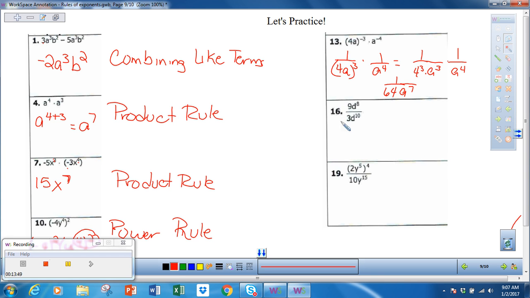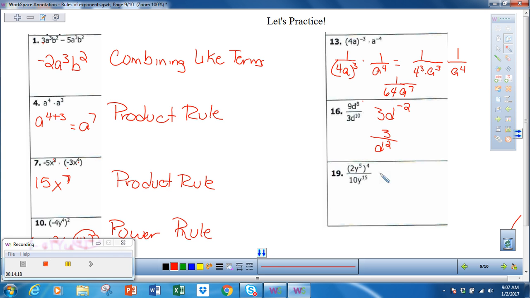This is the quotient rule. And remember, in the quotient rule, we treat coefficients the way we have since the beginning of time. So this becomes 3d, and 8 minus 10 is negative 2. But I can't leave it like that. I always want to write it with positive exponents. So I'm going to write this as 3. The 3 stays in the numerator because it doesn't have a negative exponent. And then this becomes d squared in the bottom.